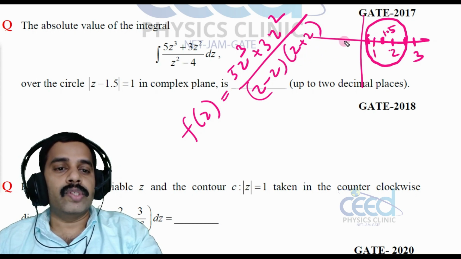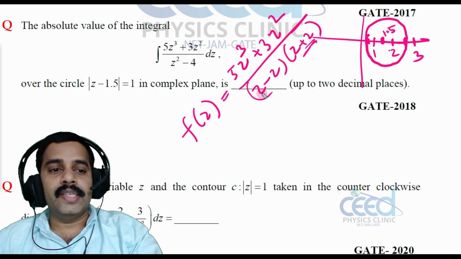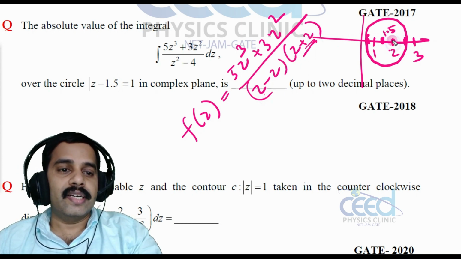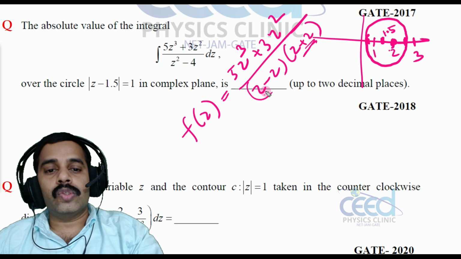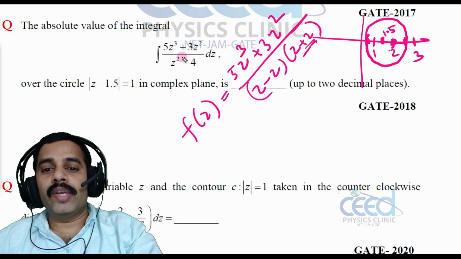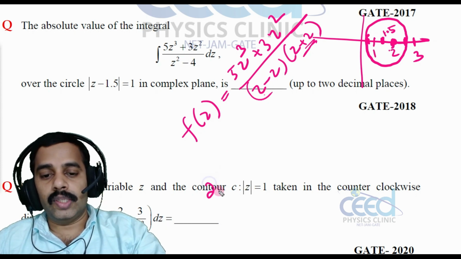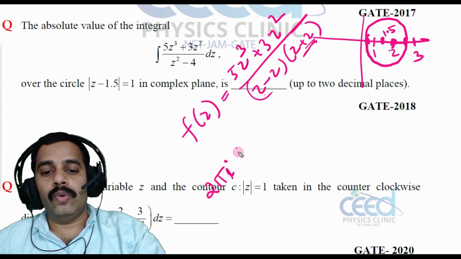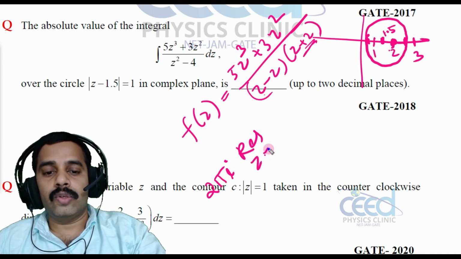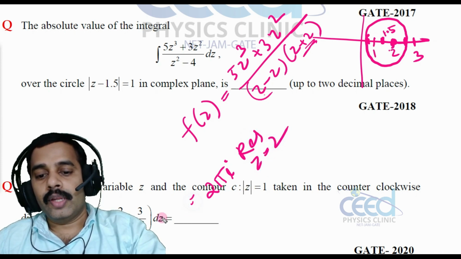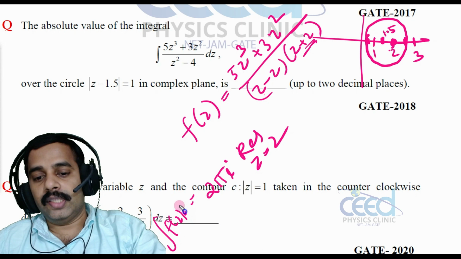That is out of this contour, so we need not consider it. z is equal to 2 is inside this contour, so our pole value is 2. Instead of integrating this, we can calculate the residue at this pole using Cauchy's residue theorem. 2 pi i into the residue at z is equal to 2 is the value of the integral of f of z dz.